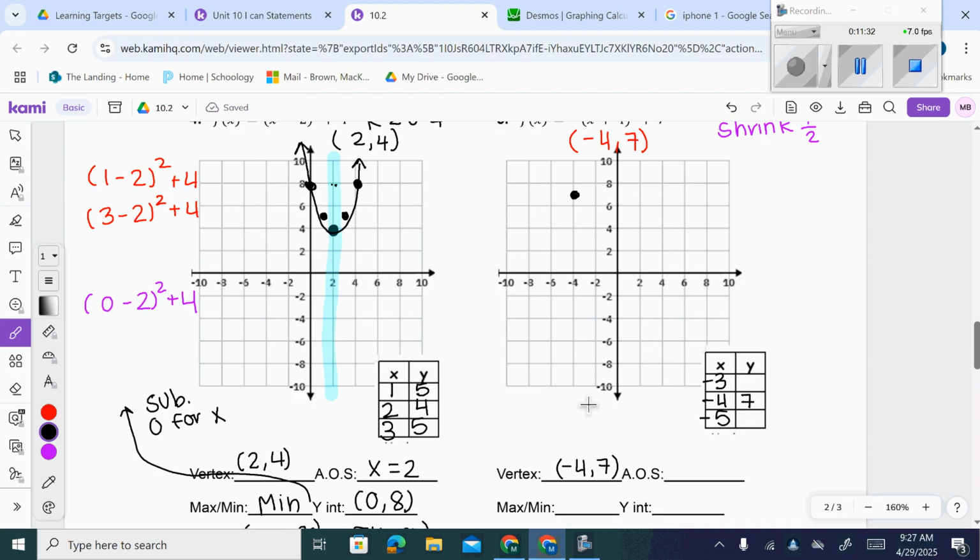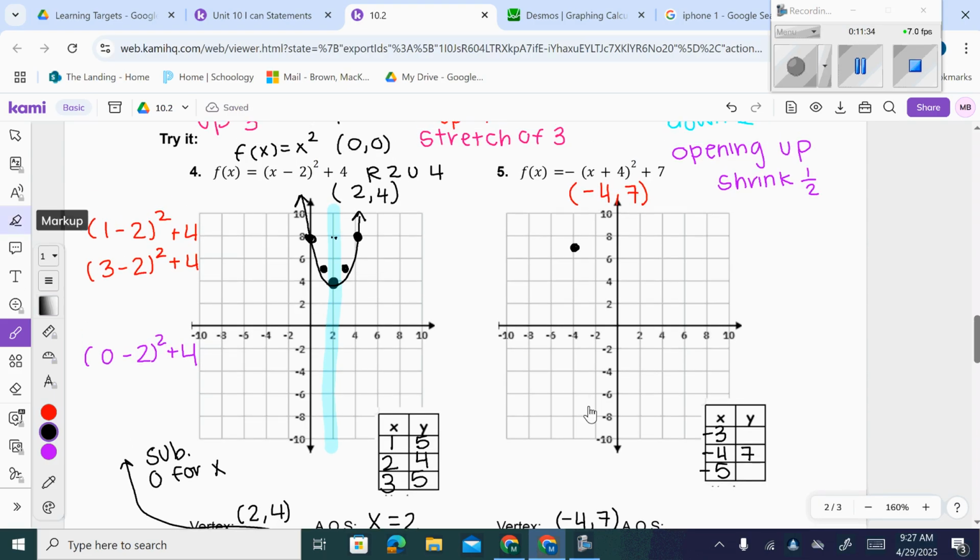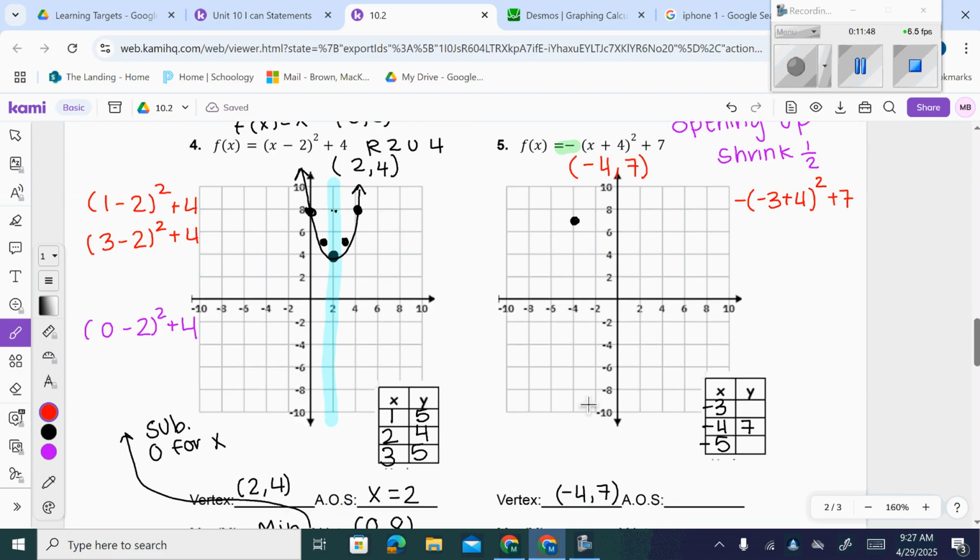All right, good. Now, when you put this into your function, you got to be really careful. What's hanging out on the outside right here? A negative. Make sure that gets in your calculator. So you're going to have negative parentheses, -3 plus 4 squared plus 7. 6. Okay. Now, you could put -5 in, but what should -5 give you? Good. Go plot those 2 points.